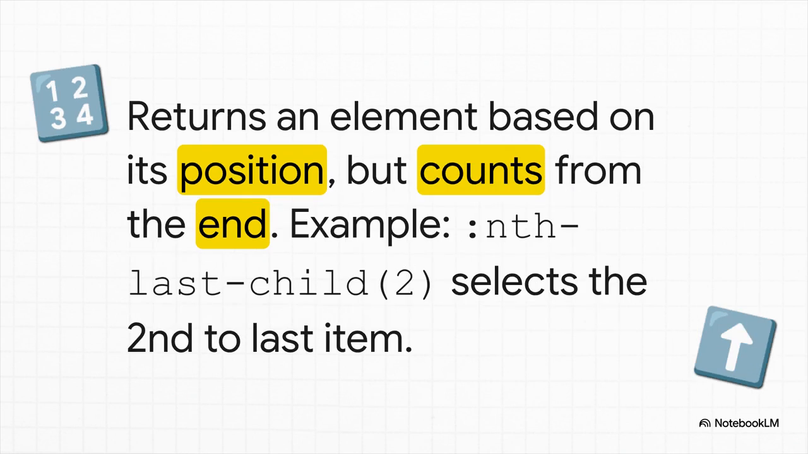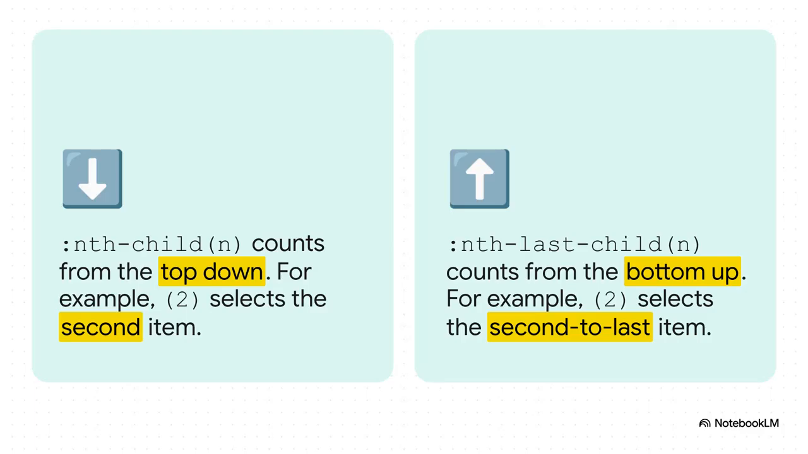But what if you need to count from the end of the list? Well, that's where :nth-last-child(n) comes in. It does the same thing, just backwards. So :nth-last-child(2) doesn't get you the 2nd item, it gets you the second to last item. This is so perfect for when you need to work from the bottom up. So here it is, side by side. The crucial difference is just your starting point. Are you counting from the top down with :nth-child, or are you counting from the bottom up with :nth-last-child? Just making that simple choice gives you an incredible amount of flexibility.